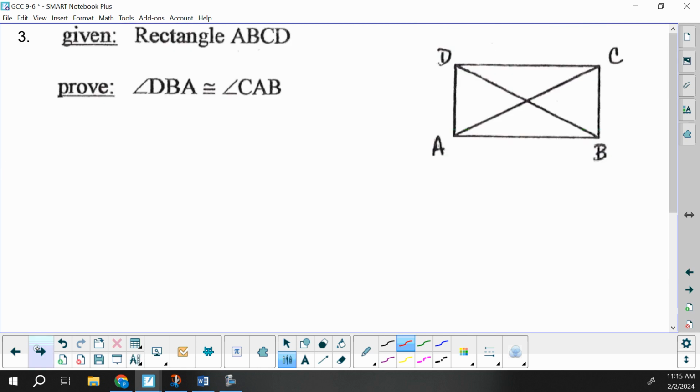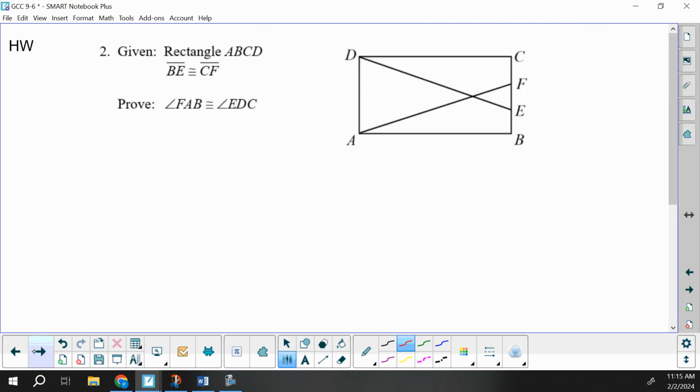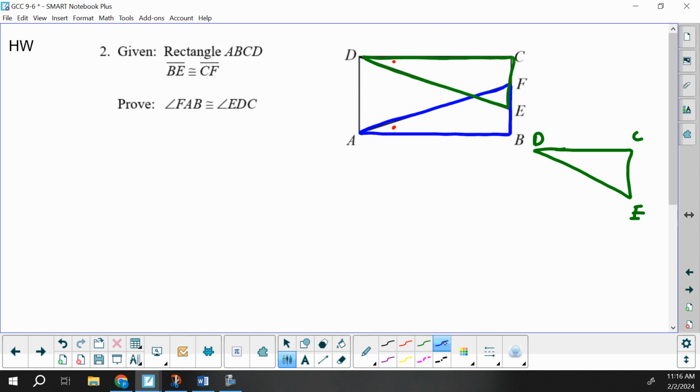I'd like to finish the video with looking at one of your homework ones. So if you could flip to question 2 on the homework. On question 2, we eventually want to get angle FAB, which is right here, congruent to angle EDC, which is right there. So our goal is to get those 2 triangles that they are in congruent, and then do our congruent triangles implies congruent corresponding parts. So there's one of the triangles. Here's the other triangle. Because they overlap, I would suggest you draw all of those triangles separately off to the side. It'll make it easier to mark it up.